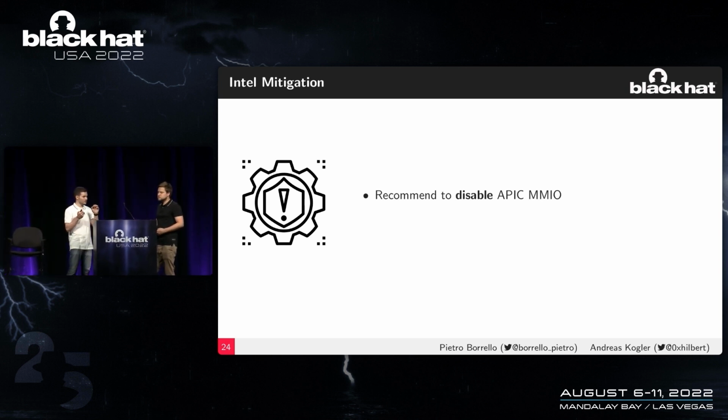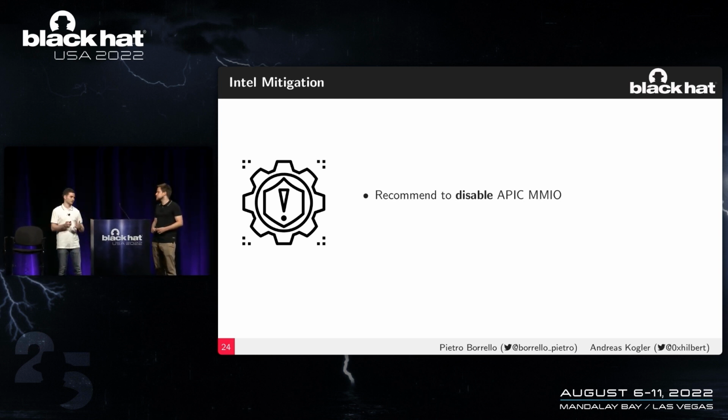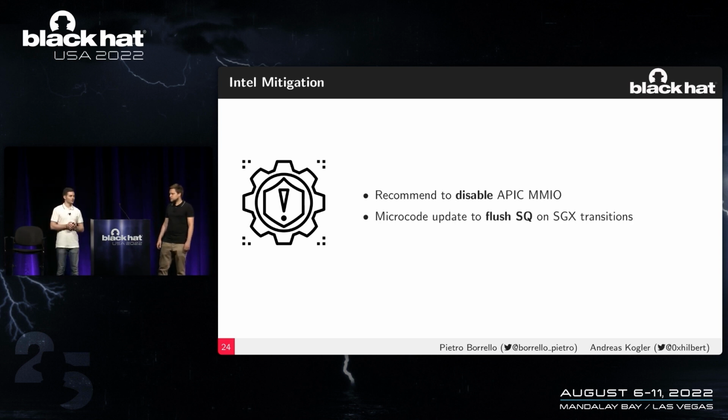So in practice, this mitigation will enable x2APIC. That's a newer version of APIC, and this is also faster, so it's highly recommended. But this is not enough for SGX enclaves, where a malicious operating system can just not disable APIC MMIO and bypass this mitigation. So Intel also released microcode patches, and these patches flush the super queue on all the SGX transitions, so that if you try to move the page in and out, then you will not have the data in the super queue that you want to leak.